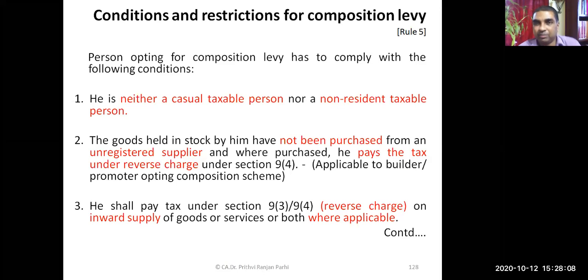Understood second point? Is it clear? Yes, sir. It's clear now. Okay. Third point, I think it is already clear. He has paid tax under reverse charge where applicable.